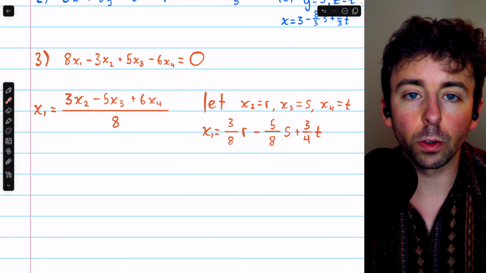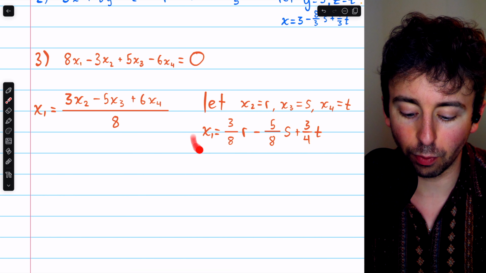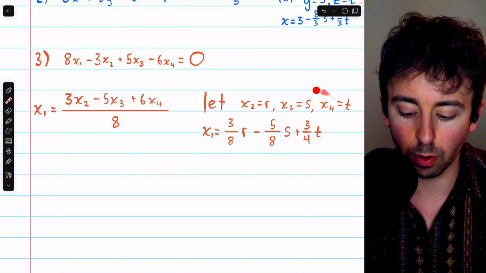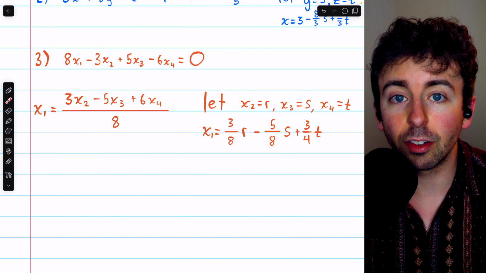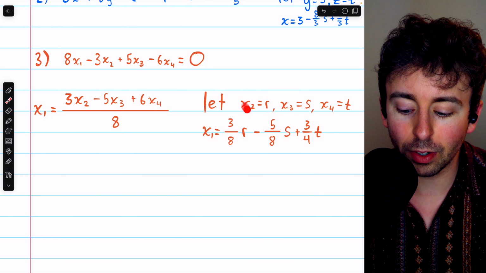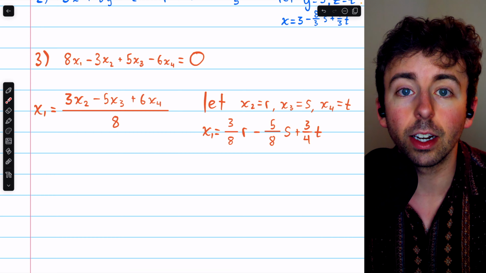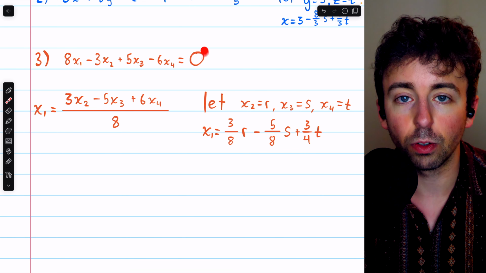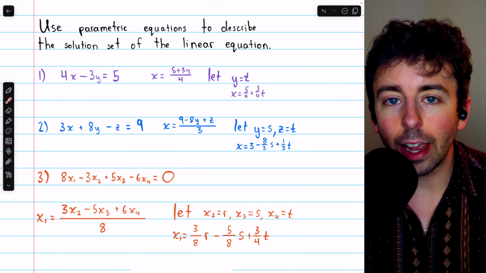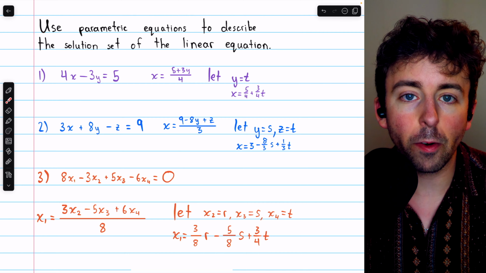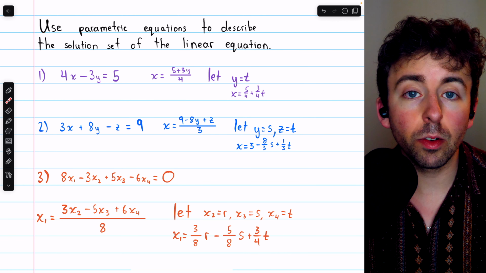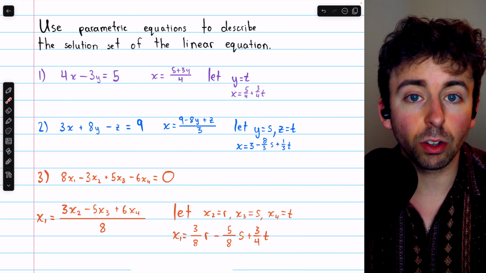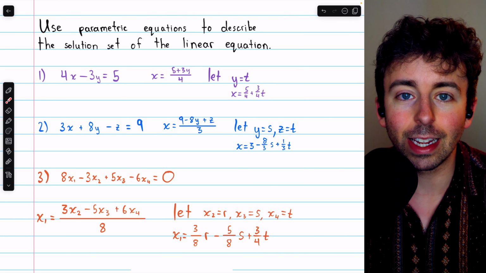So any ordered 4-tuple x1, x2, x3, x4 of this form is going to be a solution to this linear equation. x2, x3, and x4 can be whatever they like, and x1 can be calculated accordingly to get a solution to this equation. Note that in all of these cases, because we assign one of the variables to an arbitrary parameter, that variable can take on infinitely many values, and so these equations have infinitely many solutions.